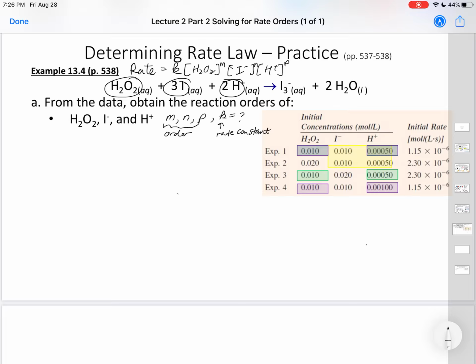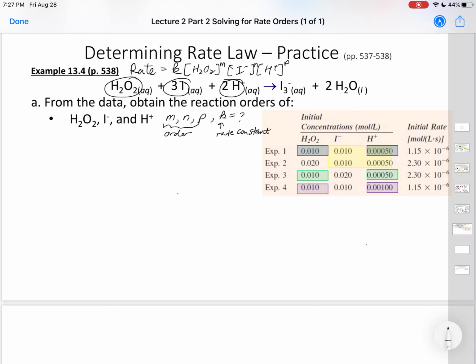So to do that, think about it. The order really is a communication to the audience: if you increase the concentration, what is its effect on the rate? So if you increase the concentration of H2O2, how does it affect the rate? That is what m is. To do this kind of experiment, you would add the same amount of I minus and the same amount of H plus in both experiments, but double the concentration of H2O2. That's exactly what happened here in experiment 1 versus 2.